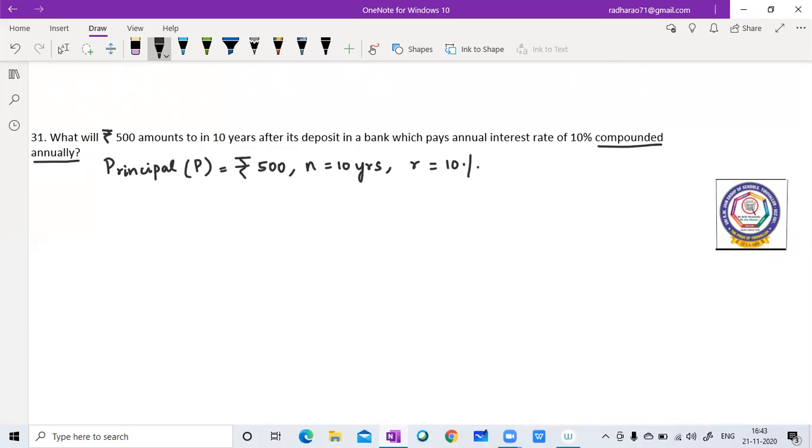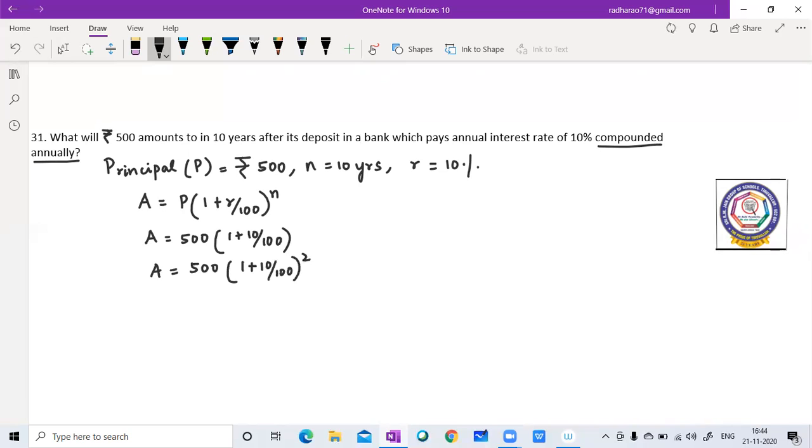So how to find the amount in compound interest? A is equal to P into (1 plus R by 100) the whole power n. Now at the end of the first year, A is equal to 500 into (1 plus 10 by 100) power 1. Suppose it is the second year, then A is equal to 500 into (1 plus 10 by 100) the whole squared, because the number of years is 2. So like this it goes on, and they are asking you to find the amount rupees 500 amounts to in 10 years.